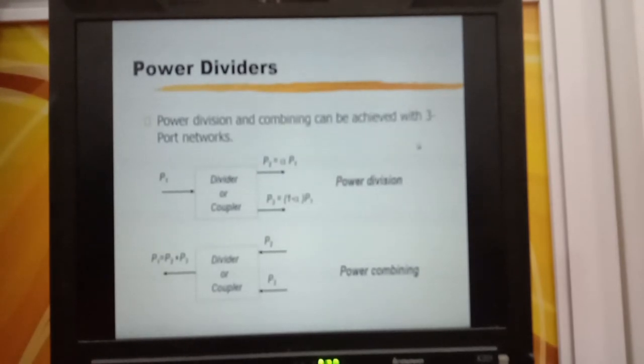Another example of a three-port network is the power divider. The power divider is sometimes also known as a coupler. The function of a power divider is to divide input power P1 to two outputs, P2 and P3. The output powers P2 and P3 will be equal if alpha is 0.5. However, alpha can be any value. It does not have to be 0.5.